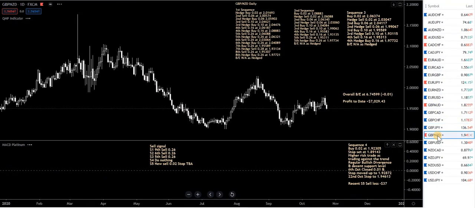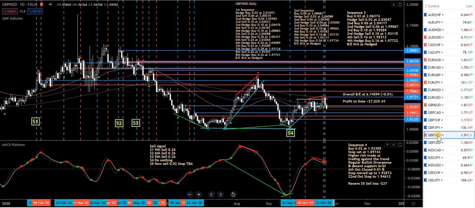Pound New Zealand. Now this is a pair that does give me some grief, and I thought I was getting close to getting out of it. All right, let's have a look. You can see my notes here. We've got a sell signal on.